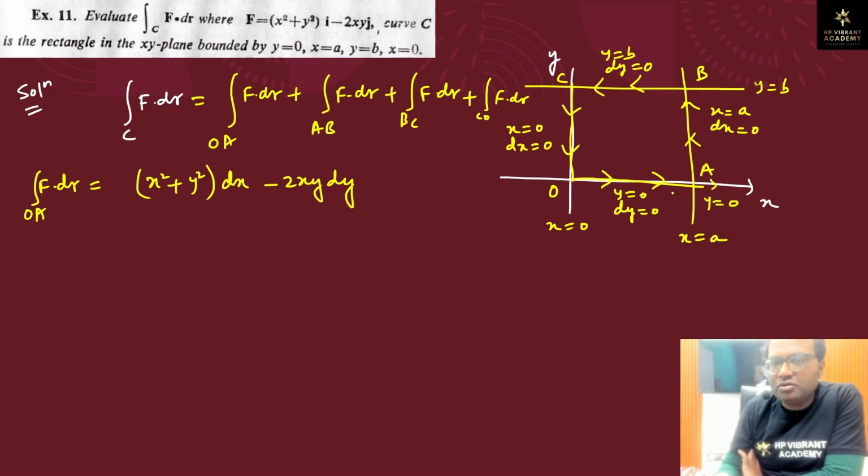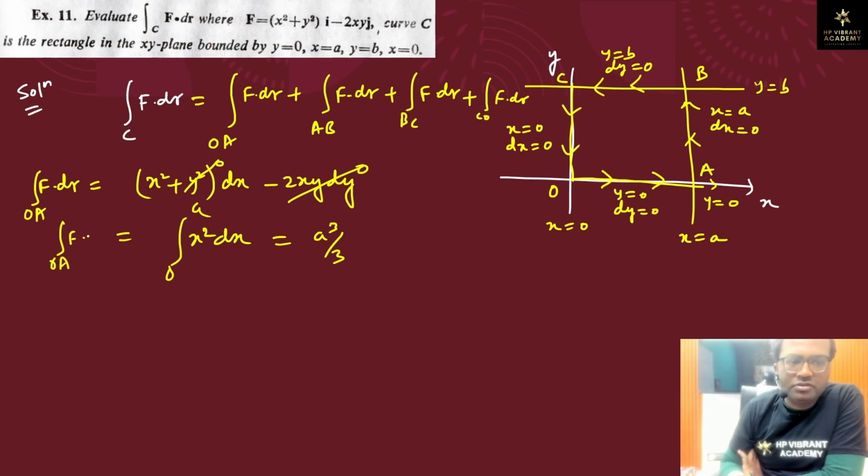Okay, so along OA we have y is equal to 0, so y square vanishes, and we have dy is equal to 0, so this expression vanishes. So we have x square dx, and x varies from 0 to a, so this is a cube upon 3. Y is 0 here and dy is 0, so the whole term 2xy dy vanishes. So the value of the integral along OA of f dot dr is equal to a cube upon 3.